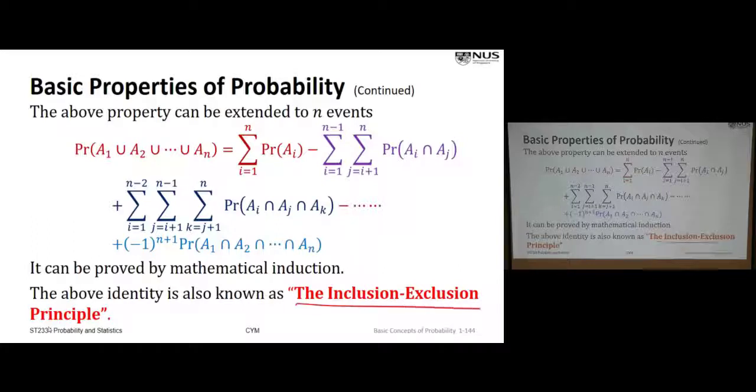Probabilists use this quite often, called the inclusion-exclusion principle. That is to look at the probability of an event.